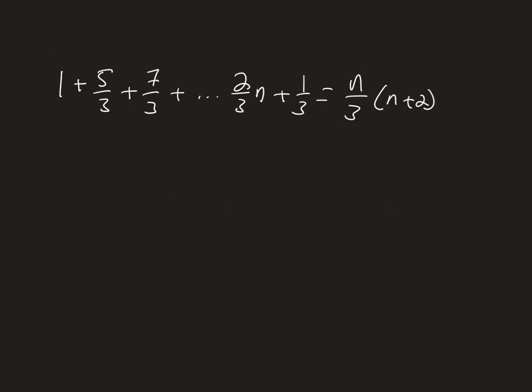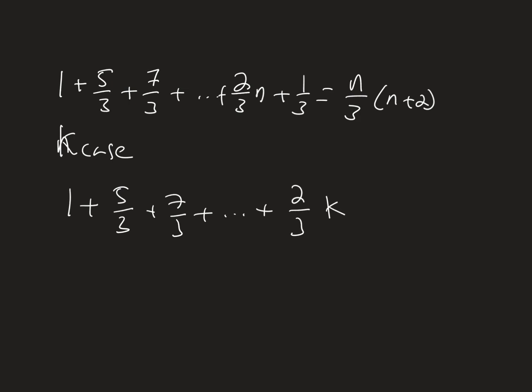So because the base case is verified, now we want to show that it works for any term number. The first step in this is called the k case, at least that's what I call it. So every place you see an n, you're going to replace with k. So 1 plus 5 over 3 plus 7 over 3 plus, I guess I should have a plus here, 2/3 k plus 1/3 equals k over 3 times k plus 2. And that's the k case.